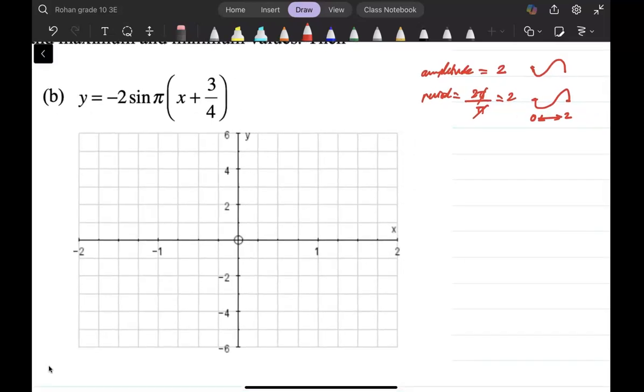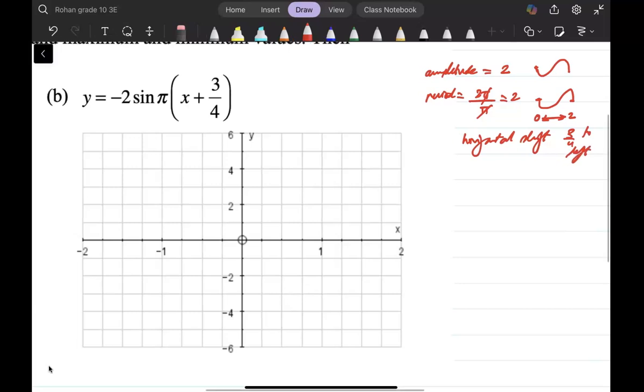Then 3 by 4 is what? The horizontal shift. So that horizontal shift, how much? 3 over 4 to the left. So that means the 0 becomes minus 3 by 4, and 2 becomes 2 minus 3 by 4. Correct? So that will be minus 3 over 4, and this will be 5 over 4. Okay. So now your amplitude is 2. That means max is 2.